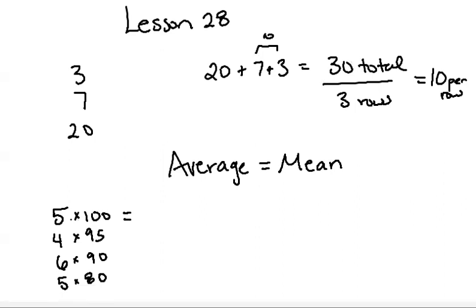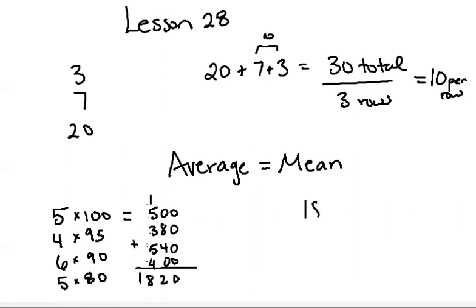Now we have to find out what is the total grades. Well, 5 of them were 100. So that's 100 plus 100 plus 100 plus 100 plus 100. That's 500 points in those 5 tests. 4 of them were 95. That's 380. 6 90s is 540. And 5 80s is 400. Now we have to add all of this up. Now the 5 and the 5 make 10. 3 and 4 is 7. 1 more is 8.